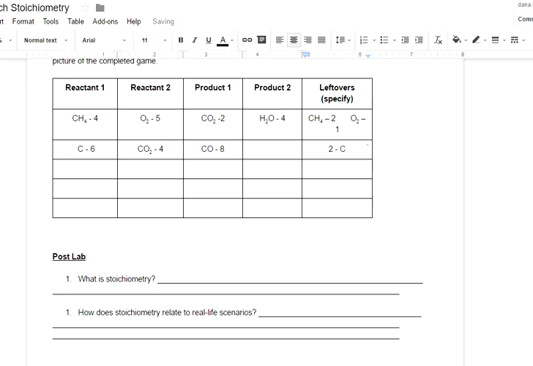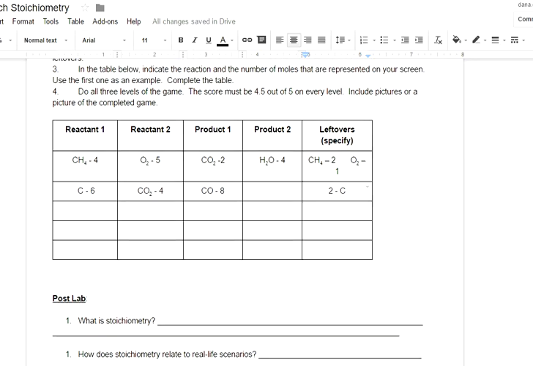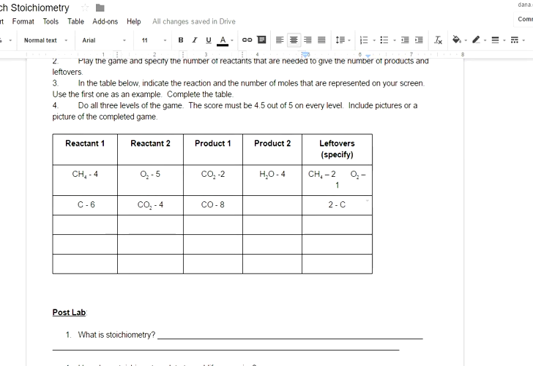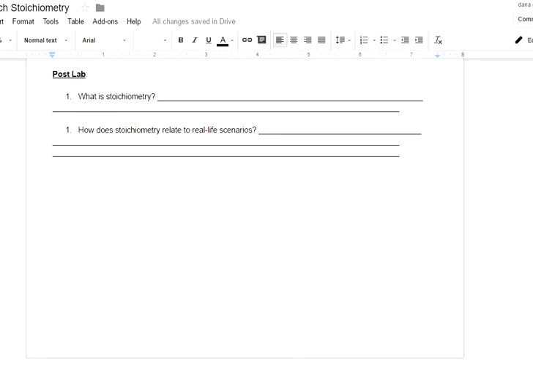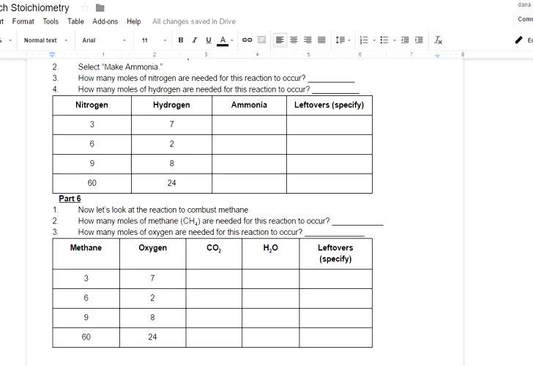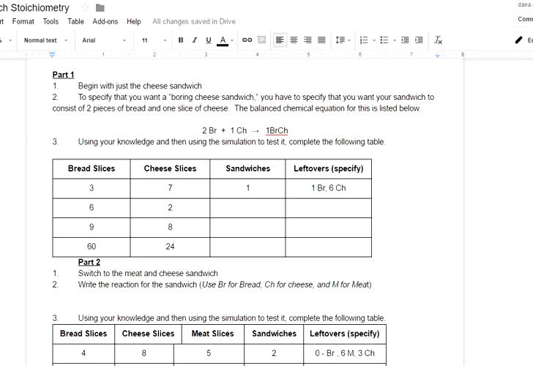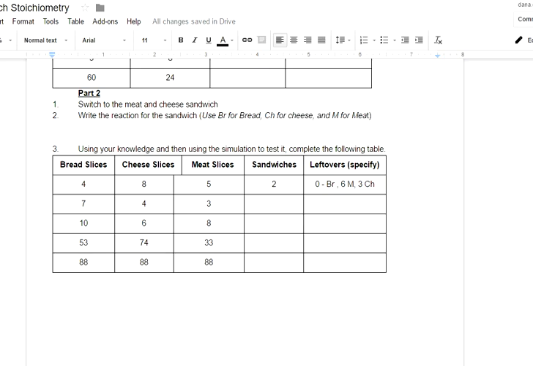And that's it. So now, when you complete the game, you need to first do your first 4 on this table, spelling it out. Then you're just going to do the rest of them as a game on your own. The score must be 4.5 or 5 on every single level, and you must put a picture of that at the game. Now, down below, I'm not going to have you answer the post lab. We'll talk about that in class on Monday. But all the rest of this should be completed at the beginning of class on Monday.